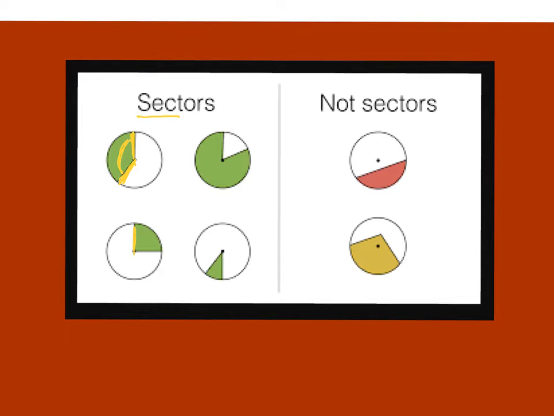Or here we can see another one. And again, both sides come all the way to the center. So on the right side here, these are not sectors because they do not have two radii. So they're just parts of a circle, but not sectors of a circle.